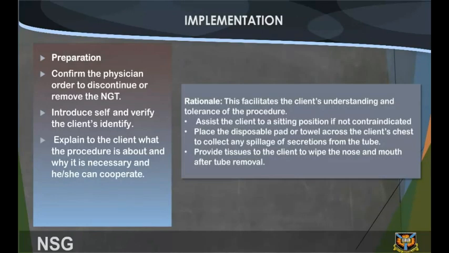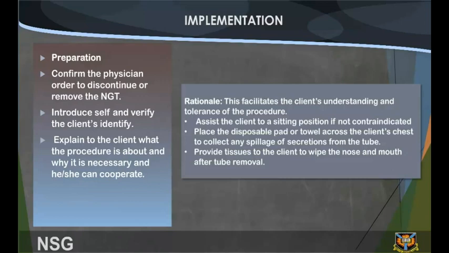Implementation. Preparation. Confirm the physician order to discontinue or remove the NGT. Introduce self and verify the client's identity. Explain to the client what the procedure is about and why it is necessary, so he or she can cooperate. Rationale: this facilitates the client's understanding and tolerance of the procedure.